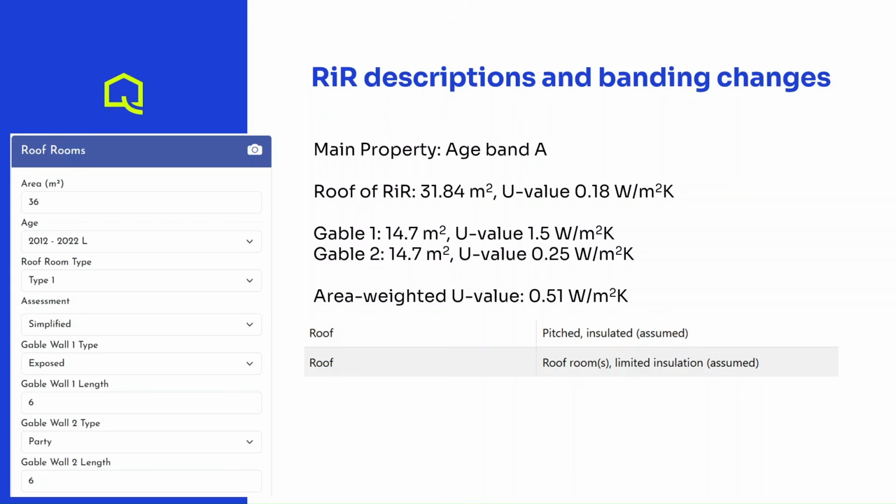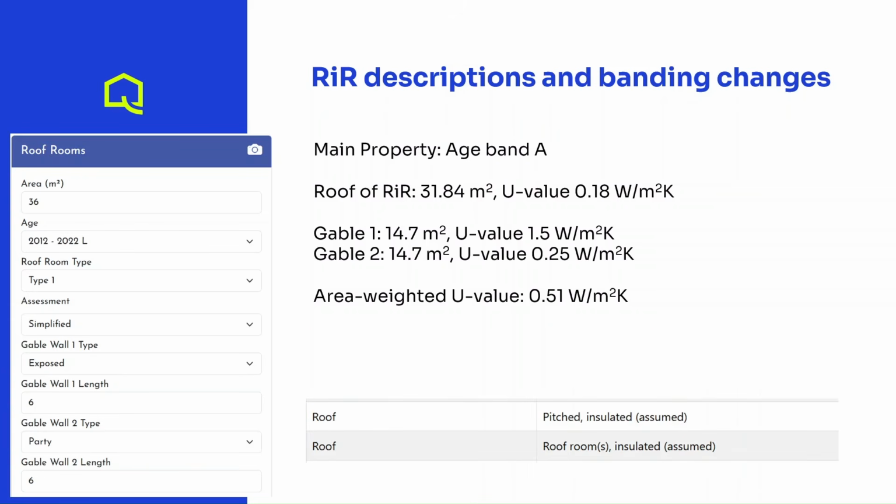From this RdSAP update, as this is a simplified roof room, we're going to exclude the walls as part of our area weighting. This leaves the roof of the roof room with a U value of 0.8. Under the new method, this would result in the description for the roof being insulated.